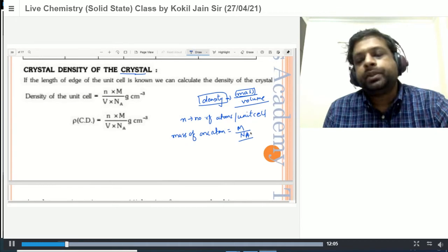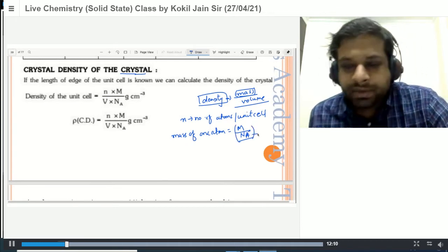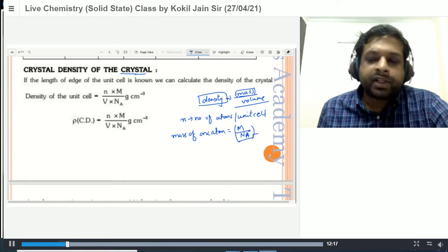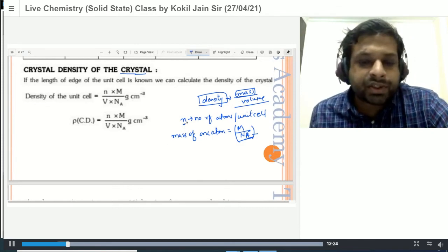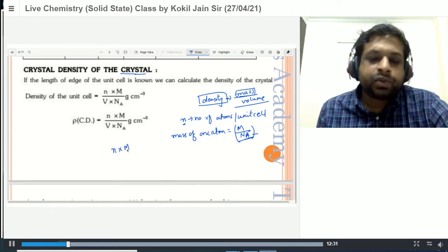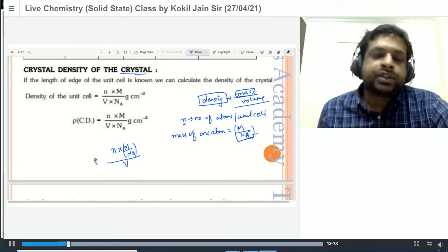The mass of one atom, because in one mole we have 6.022 times 10 raised to 23 atoms. The molar mass is the mass of that many atoms. To get the mass of one atom, we are dividing it by Avogadro's number. Whenever you have to, we will multiply it by n. We will get the total mass present in this crystal. So what we got is n times M by N A. This is the total mass. Now we are dividing it by the volume of the unit cell. You have seen this, na? This is what we get.